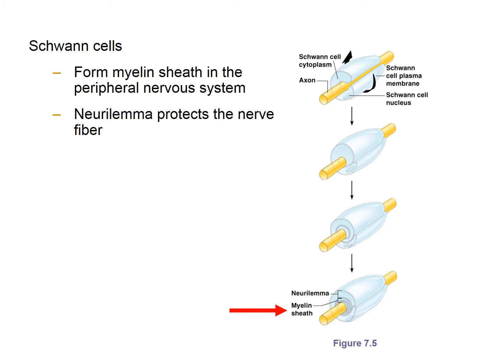Notice that the bulk of the cytoplasm of the Schwann cell is in the outer wrappings, and this is what forms the neurolemma. The function of the neurolemma is to protect the axon from physical damage or trauma. Remember that in the peripheral nervous system, we don't have the protection of bone like we do in the central nervous system.